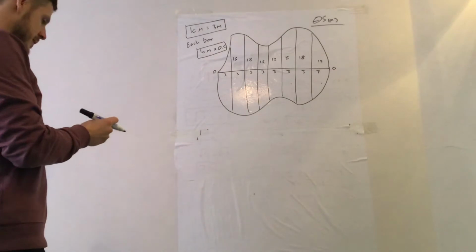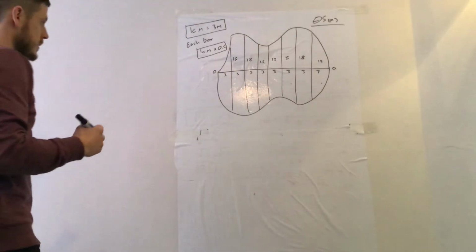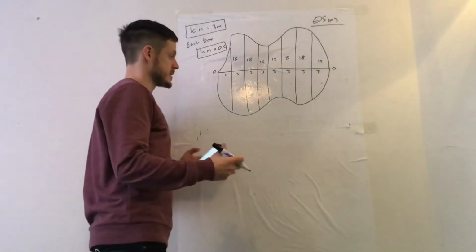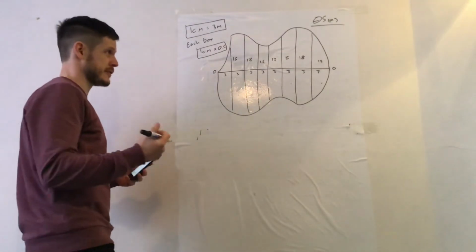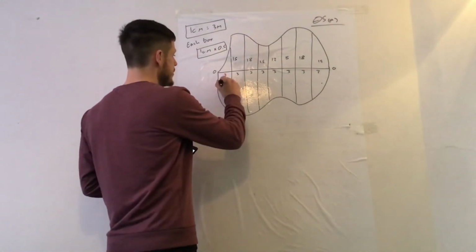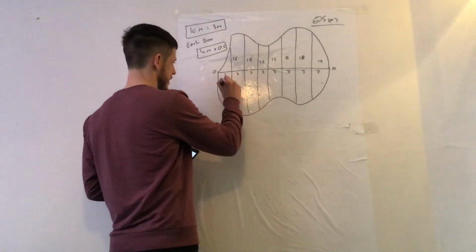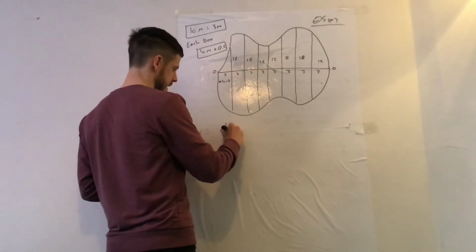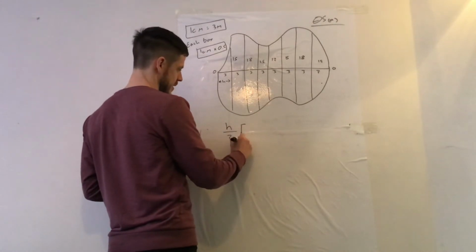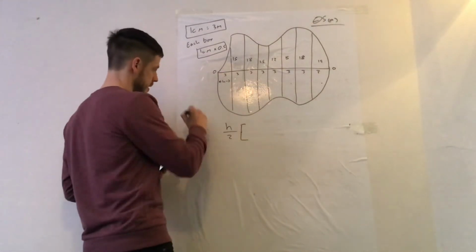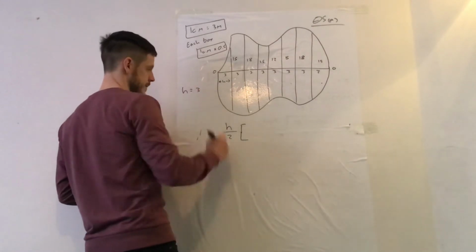So the formula is given in your log table books. The formula looks a bit tricky, but how I like to do it is I just like to learn it off by heart. H is this distance here. So the formula is H over 2, and that's always whatever H is over 2. So in this case, H is equal to 3.